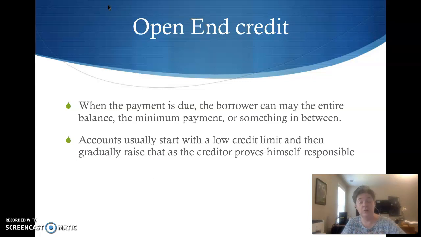Okay, so when the payment is due, the borrower can either pay the entire balance, make the minimum payment, or something in between. Now, if your entire balance is below a certain threshold, many credit cards would require you to pay the entire balance. For example, if I use my credit card today for a $35 grocery bill, I would probably have to pay that entire $35 next month if I weren't carrying a balance on the card. Okay, accounts usually start with a low credit limit, and then as you prove yourself to be trustworthy and responsible, they'll gradually raise that credit limit.